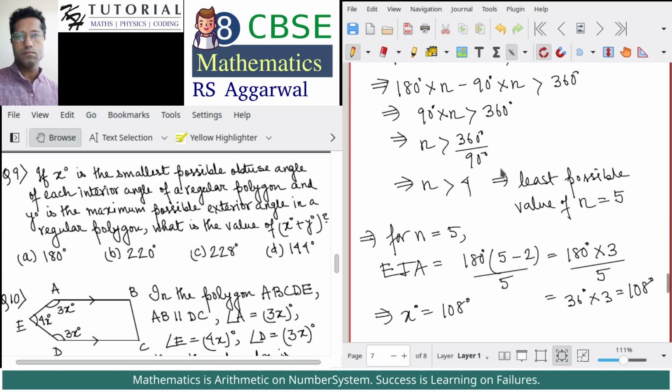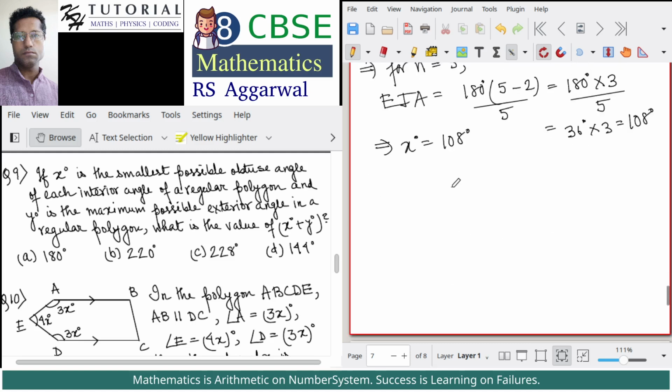What is y? And y is the maximum possible exterior angle in a regular polygon. Now remember that, let's say we have some regular polygon. Sorry, let's say this is a regular polygon. It is a very weird figure. So we know that it is asking y degree is the maximum possible exterior angle in a regular polygon. So let's say this is a regular polygon of some number of sides.